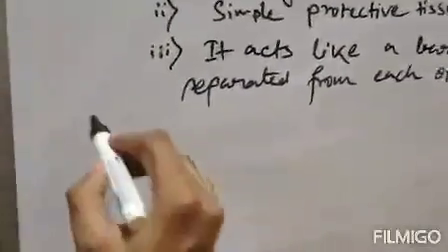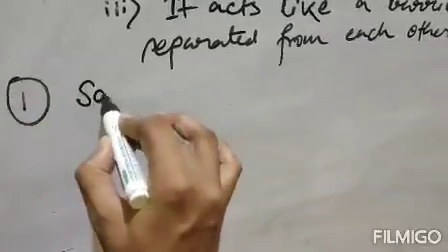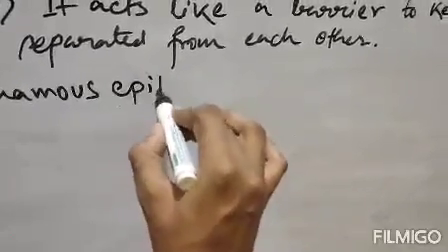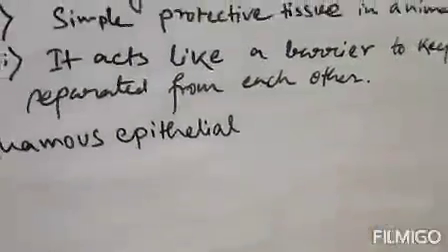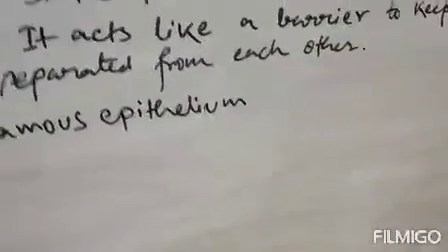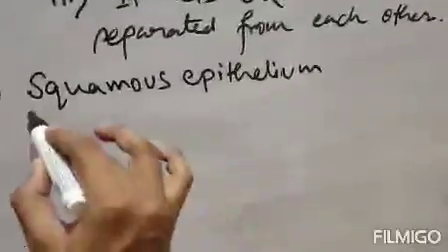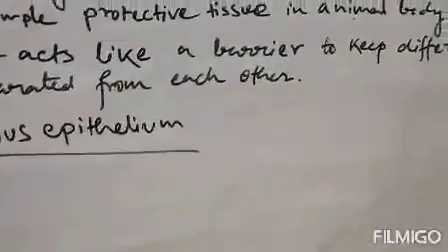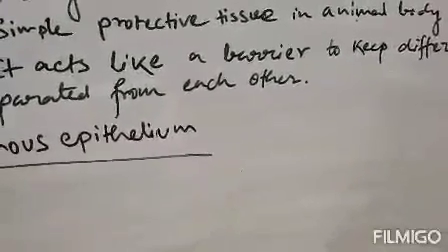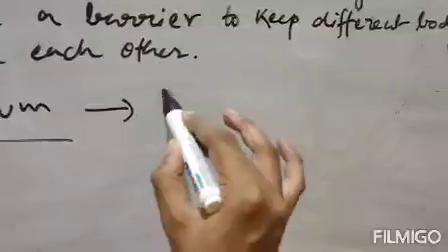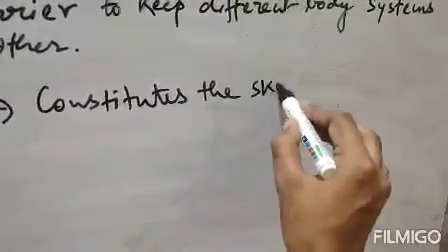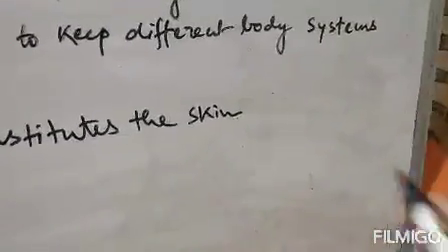So number one, that is squamous epithelium or simply squamous. Now this squamous epithelium or squamous tissue constitutes the skin which protects the body. It constitutes actually the skin which protects our body.